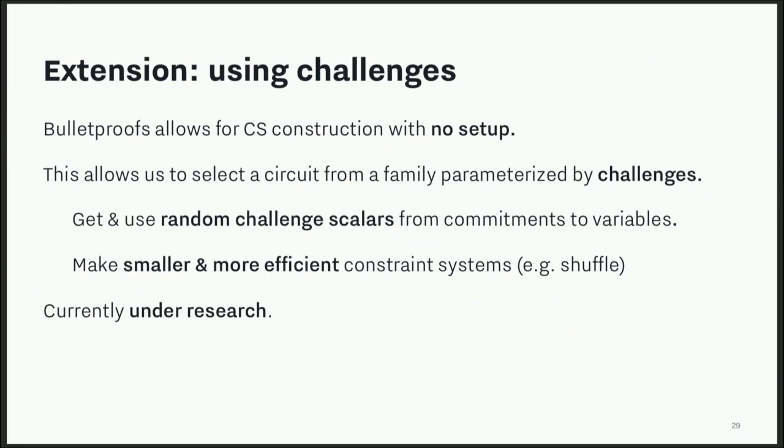And this is actually using the transcript protocol that Henry talked about earlier, where you can make commitments to variables, put them into the transcript, and get random challenge scalars back from that. This allows us to make smaller and more efficient constraint systems. And I'll walk through one example of a constraint system that's actually way more compact because of these random challenge scalars. And this is currently under research.